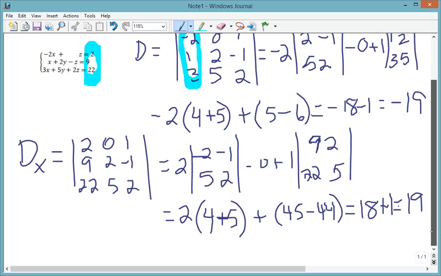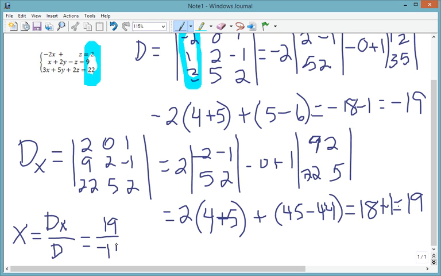Now, our answer then, x, is going to be equal to D sub x over D. Well, D sub x is 19, D is negative 19, so x is equal to negative 1. Okay? So I found x. X is equal to negative 1. Okay, so we're going to use that same process. We're still going to use the same D every time. But now we're going to find D sub y.